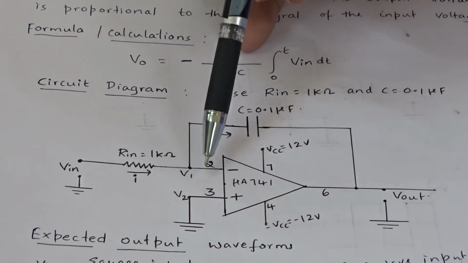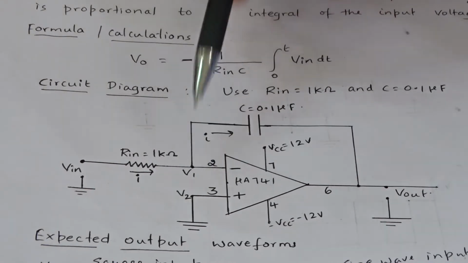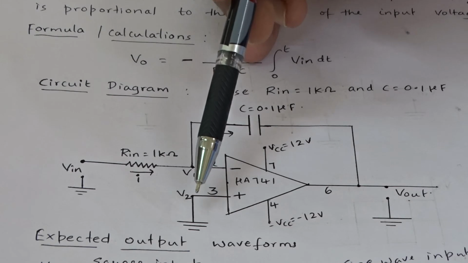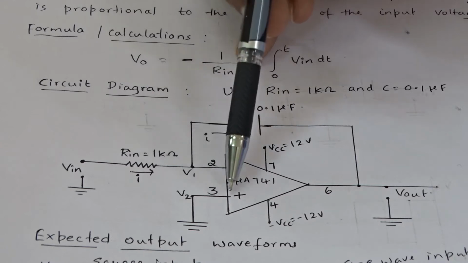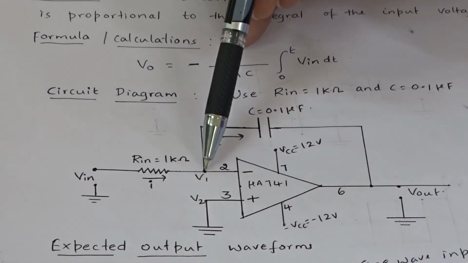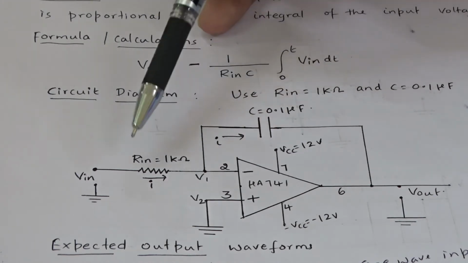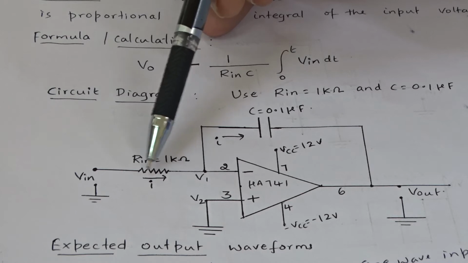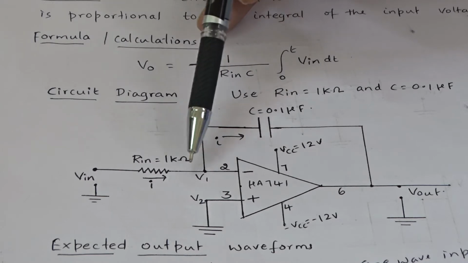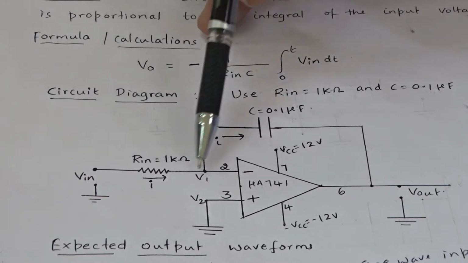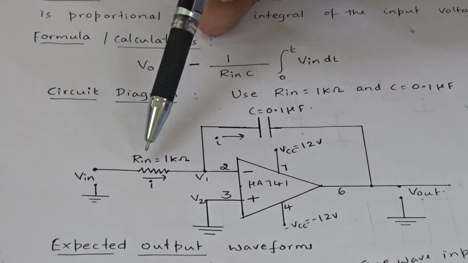Now, because of the virtual ground concept, the voltages at the inverting and non-inverting terminals are the same. Here the non-inverting terminal is connected to ground, therefore the voltage at the non-inverting terminal is 0, that is V2 equals 0. Therefore the voltage at the inverting terminal is also 0, so V1 equals 0. Now we obtain the current through the resistance Rin, given by (Vin minus V1) divided by Rin. Since V1 is equal to 0, I equals Vin by Rin.